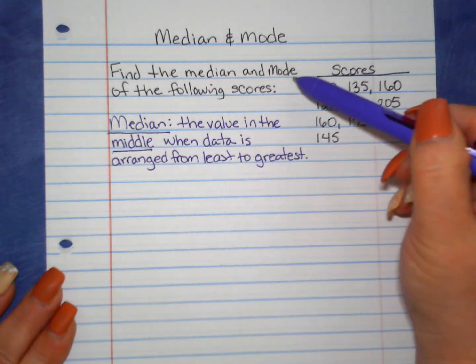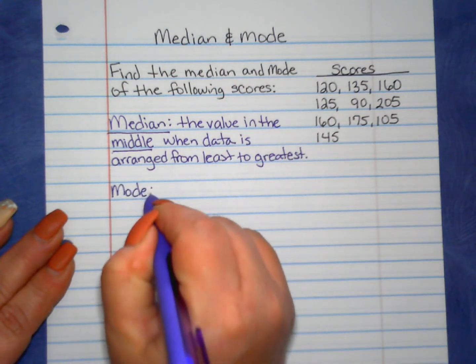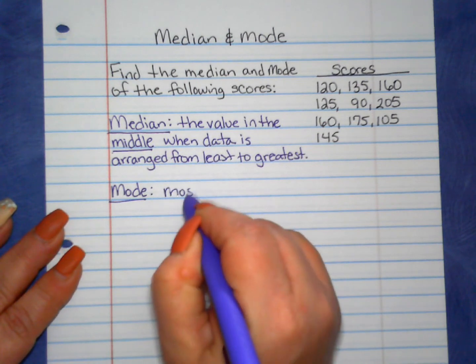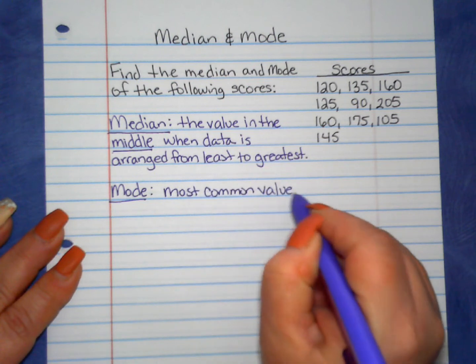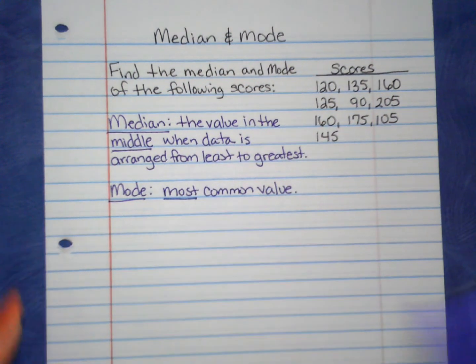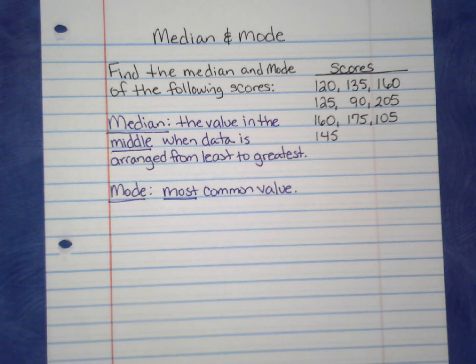And then my question also said to find the mode, so we're going to find the mode. Mode is the most common value. So when we have a data set, the value that shows up the most is the mode. Most sounds like mode, so that's how I tend to remember it, so that I know I'm looking for the value or the number that shows up the most in the data set.